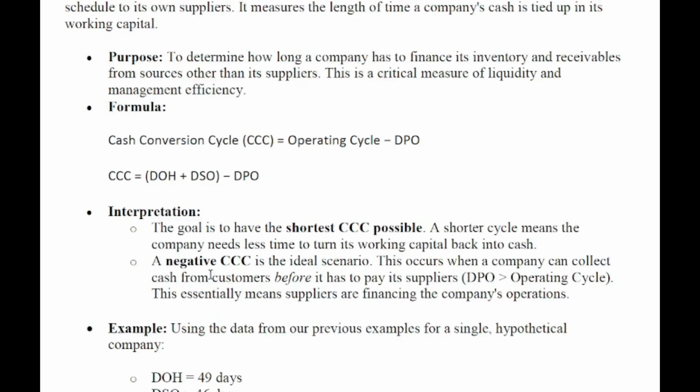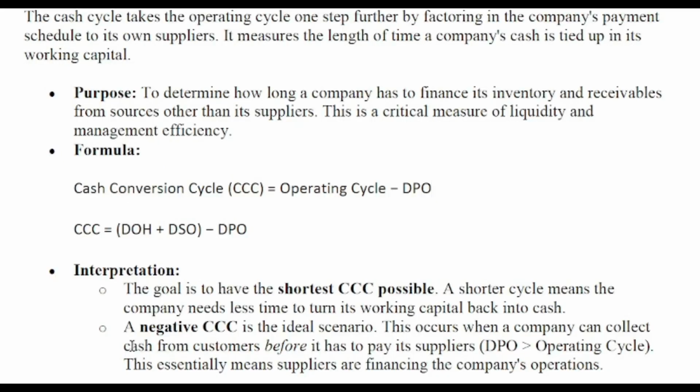The interpretation: definitely, the cash conversion cycle should be as short as possible. A shorter cycle means the company needs less time to turn its working capital back into cash. And in some cases there can be a negative cash cycle too. Just assume we are getting 60 days credit from the supplier, but we are giving only 30 days credit to our customers. In this case there will be a negative cash cycle.